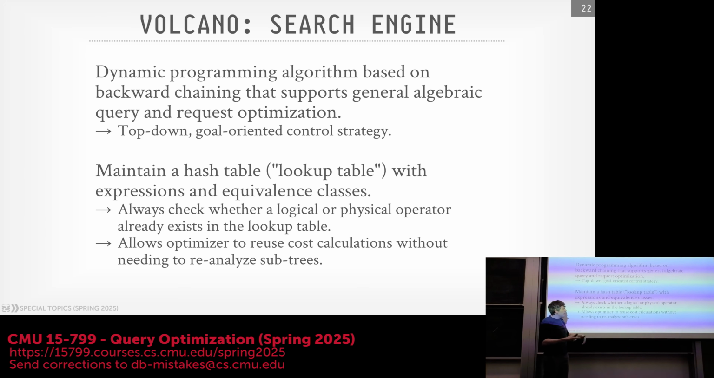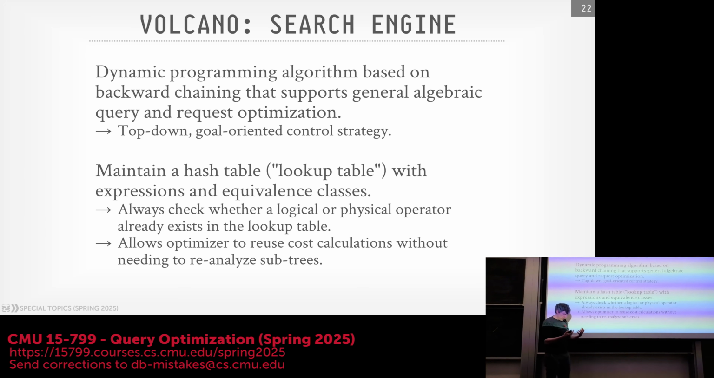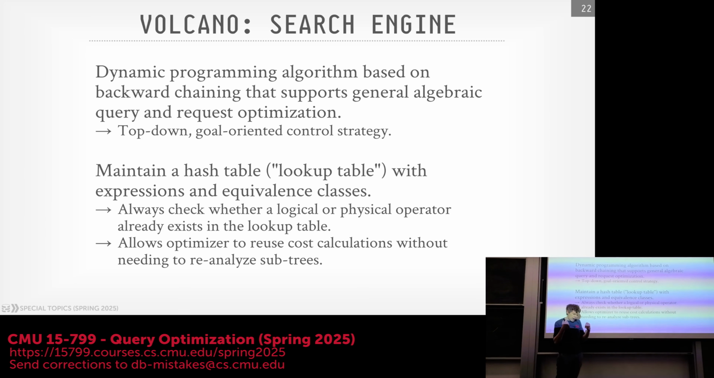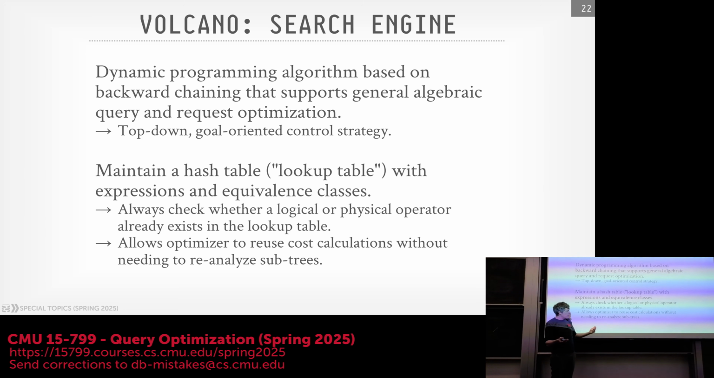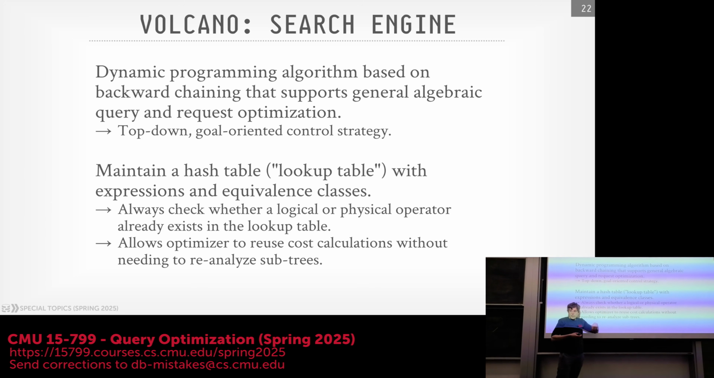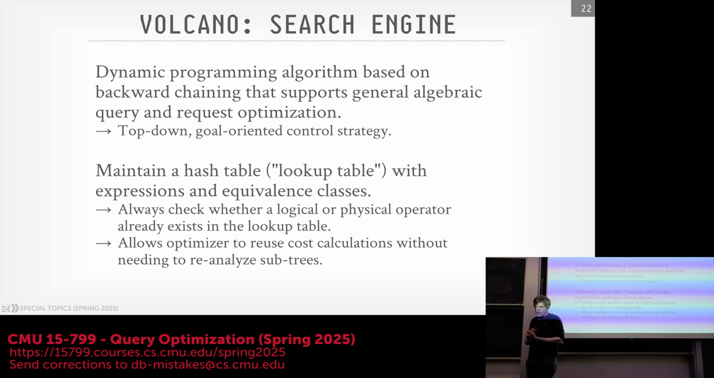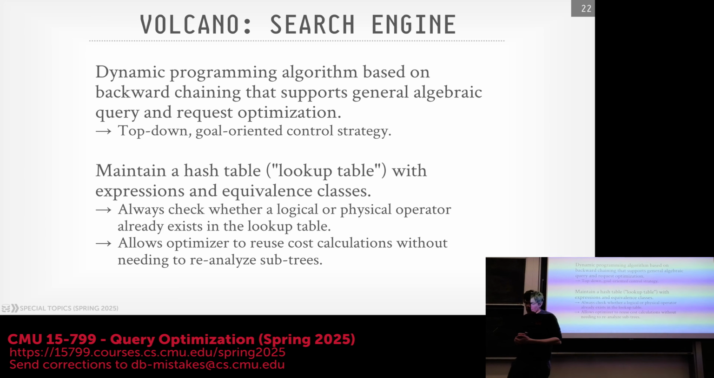So in each round of my search algorithm, at some point in the query plan in the tree, I'm examining a logical operator. I look to see if I apply a transformation, does the outcome of that transformation already exist in my lookup table? If yes, then I don't have to reapply it. If no, then I do apply it and then I fill it in. So the next time I try to apply it again, I'm not burning cycles doing the same thing over and over again.